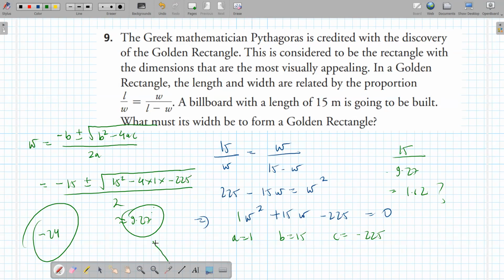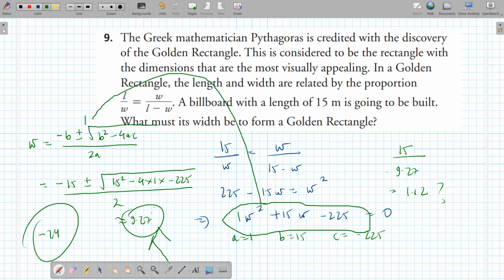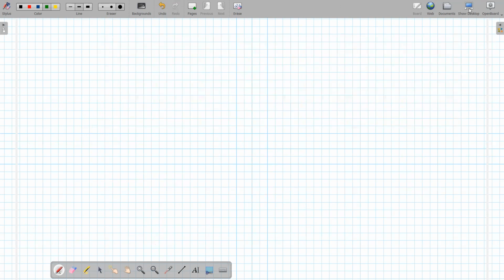If you get a decimal number for your x-intercept or your solution, it probably means you can't factor this, which is why it's important to know the quadratic formula.